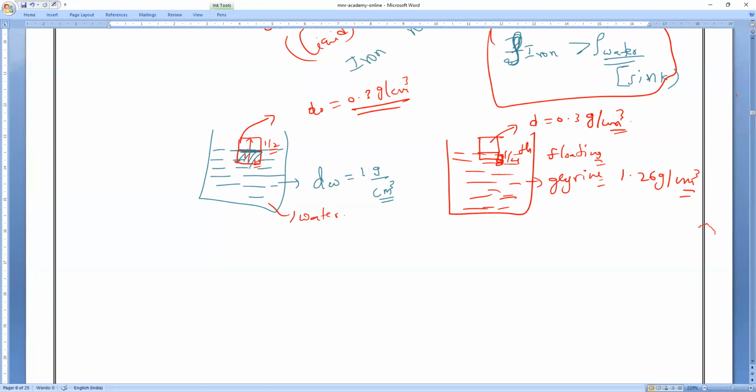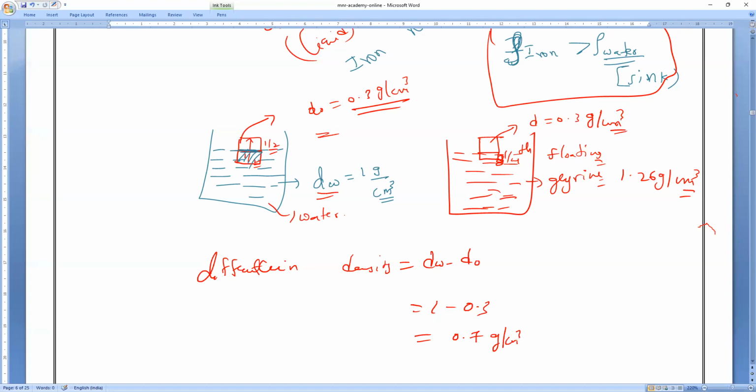Now all of you observe very carefully. From here it will take a turn, because it is the most important point. Can you tell me what is the density difference between these two? Difference in densities. Please speak, everyone. Density of water minus density of object, which is equal to 1 minus 0.3, which equals how much? All of you.